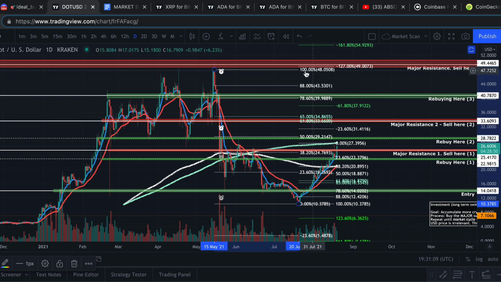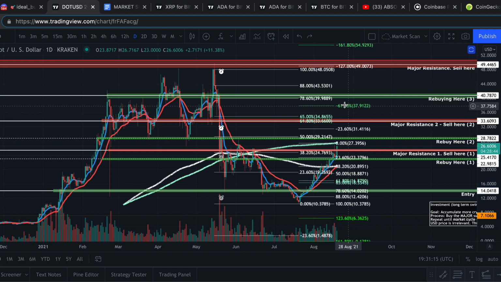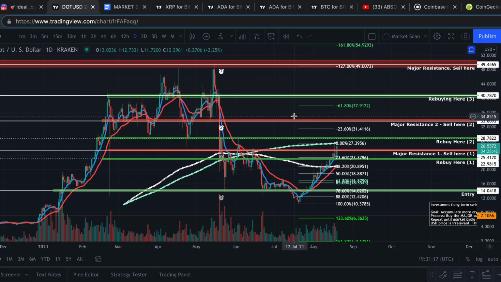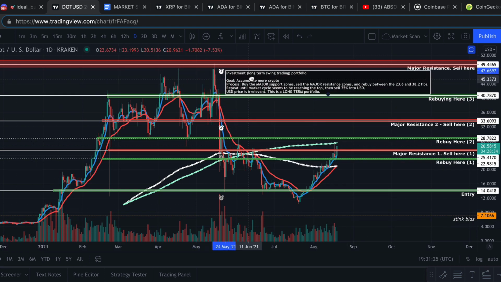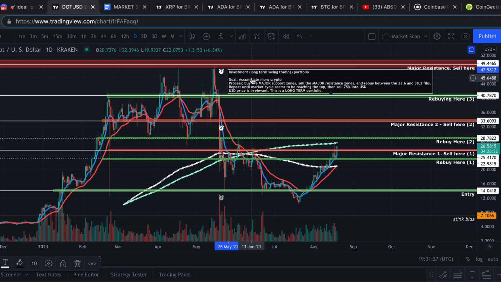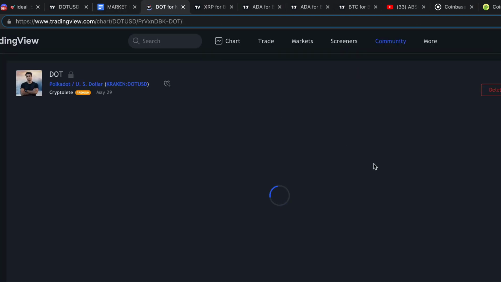And DOT is one of my super long-term hold type of coins. So it's my investment swing term portfolio. That's what I do with it. Let's see if I have DOT. Yeah, the last time I did DOT was right there.